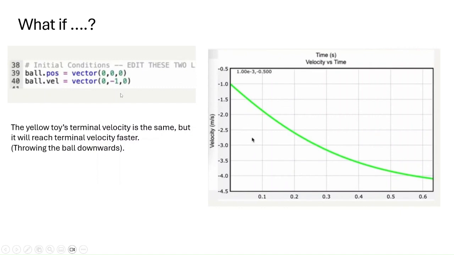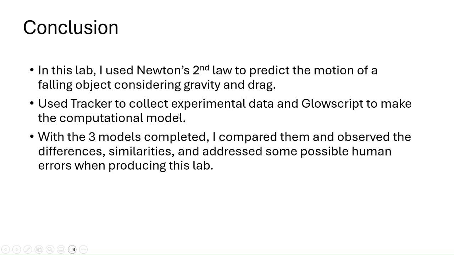And for the what-if question, I edited the GlowScript code and set the initial velocity to -1 in the j-hat. What happened is that the terminal velocity of the yellow toy is the same, but it will reach the terminal velocity faster because we basically threw the ball downwards initially, so it will reach the ground faster.